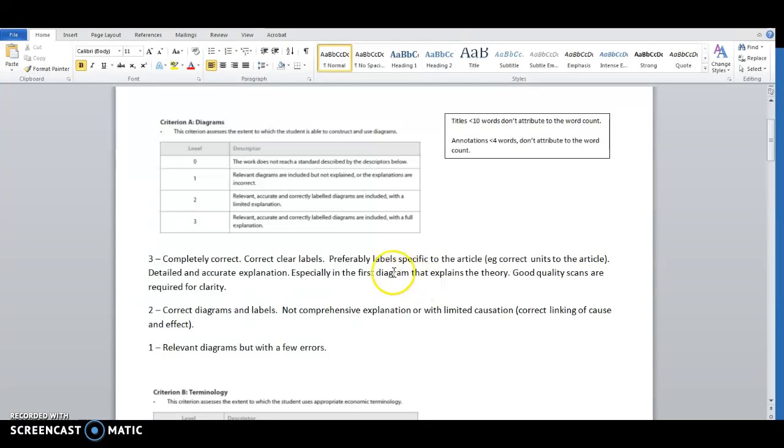Another thing we said here is you should have specific labels if they're given from the article. For example, correct units. If it's in gallons, that's your quantities in gallons, or packs, or whatever it is. And your price should be in the price of the country that you're looking at. The other thing is to make sure the quality of your scans is really clear so that the examiner doesn't lose anything because the scan is not high quality.